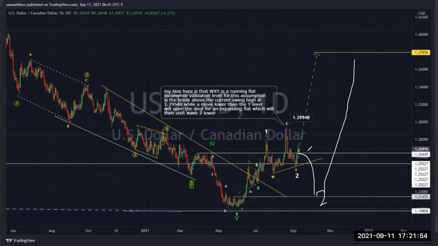But in my opinion, the buying has started. But markets can change at any time. But the buying has already started. That's what I'm trying to say. Okay, so this is the current swing high. Once the market breaks this, here will be the next target. Okay, so that's for the USD CAD daily chart.